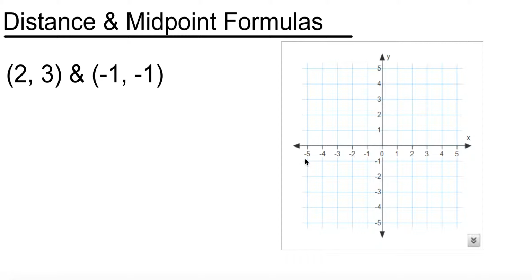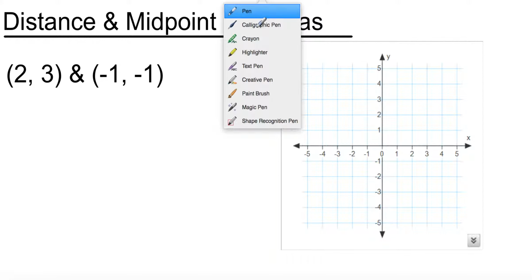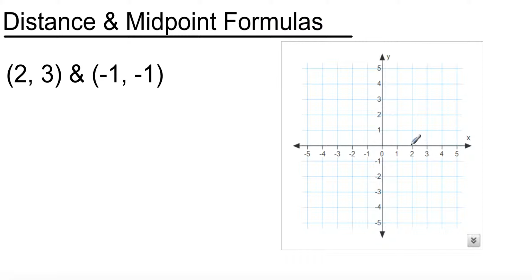In this ACT review video, we're going to talk about the distance formula and the midpoint formula. So here I have two ordered pairs and a graph, and we've got the points (2, 3) and (-1, -1). So let's just graph those 2 points, (2, 3) right here, and (-1, -1).